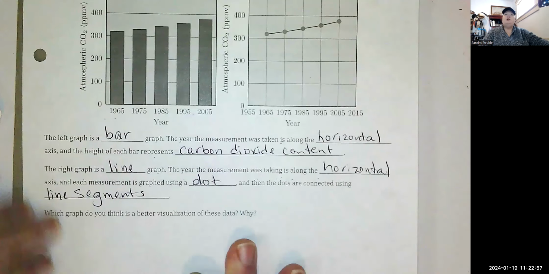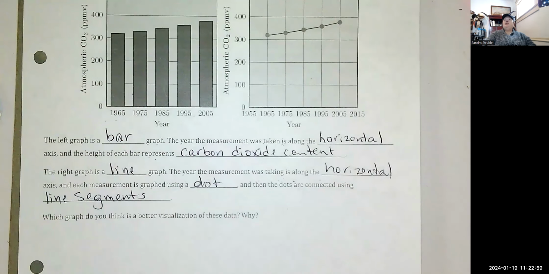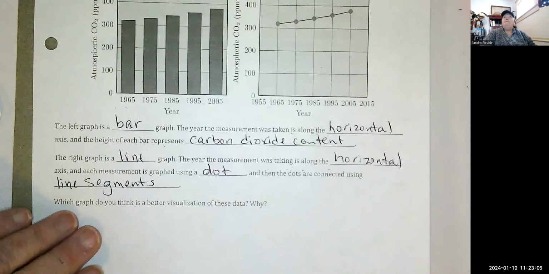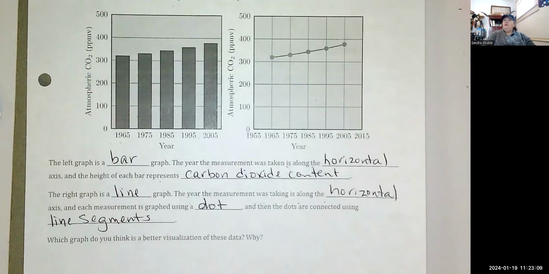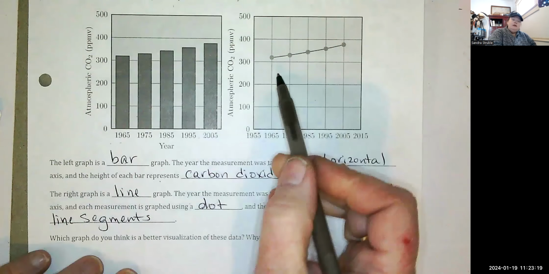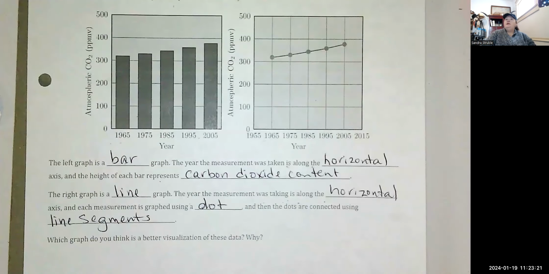Okay. Which graph do you think is a better visualization of these data and why? So this is your opinion. Personally, I like the bar graph myself. It just feels more substantial, I guess. I mean, it's easier to see the elevation in the line graph, perhaps. It's your choice. Okay, so that's it for lesson 1.